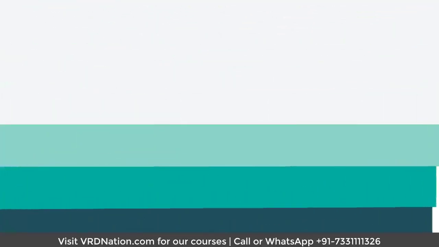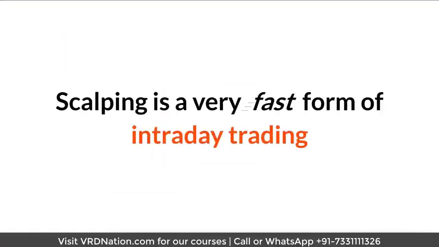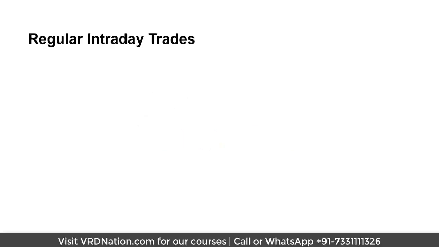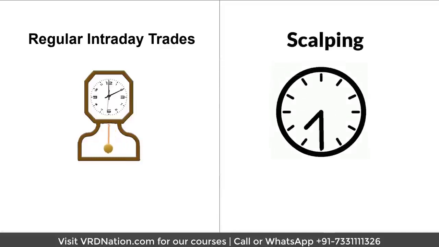But let's start with a very basic question: what is scalping? In very simple terms, scalping is a very fast form of intraday trading where traders get in and out of the trades within a few minutes or a few seconds. So unlike regular intraday trades, which can last for half an hour, 1 hour, 2 hours, or sometimes several hours, scalping happens much faster. Right? It happens within minutes, sometimes even within seconds.